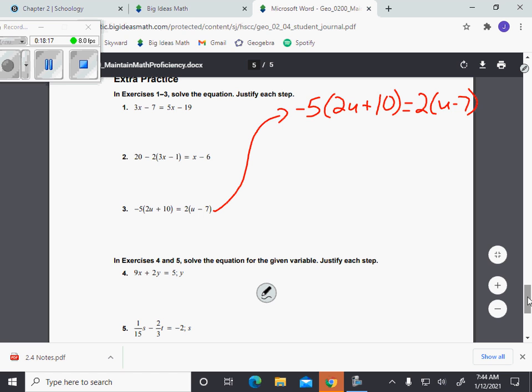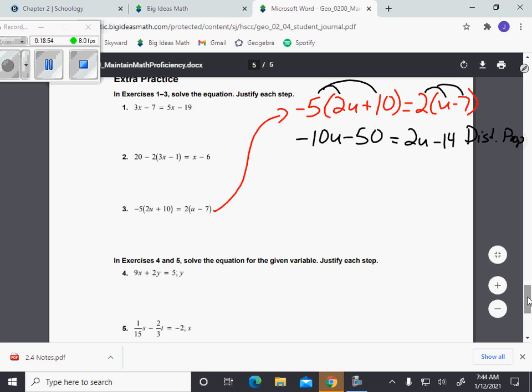First step, what do we do? How do we solve for u? We distribute, right? We'd get negative 10u minus 50 equals 2u minus 14. Okay, so this is distributive property. I know it's hard to see, kind of on the right side there.